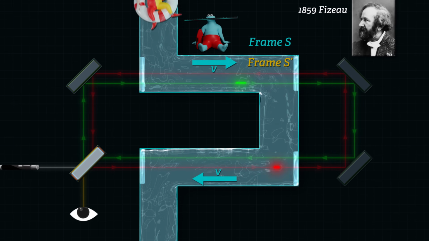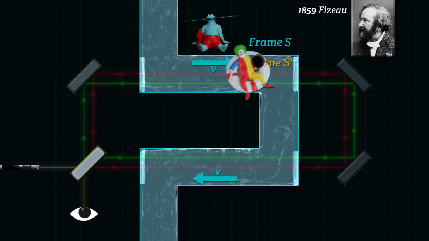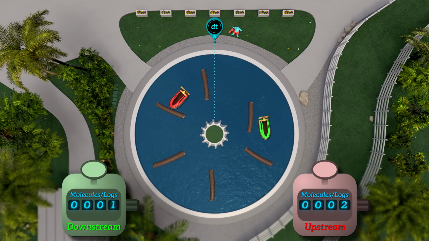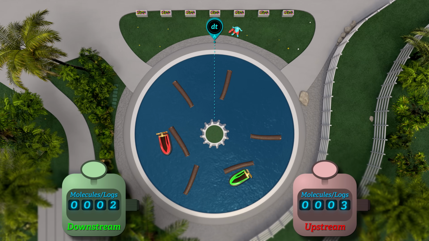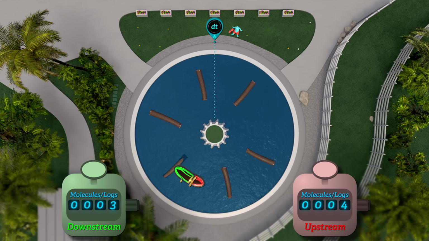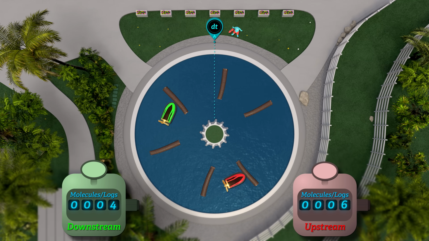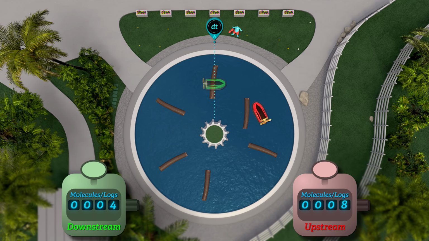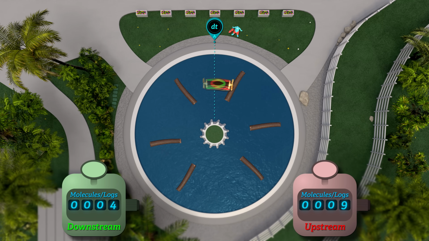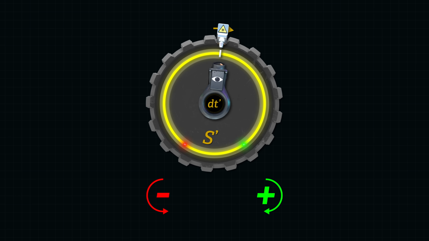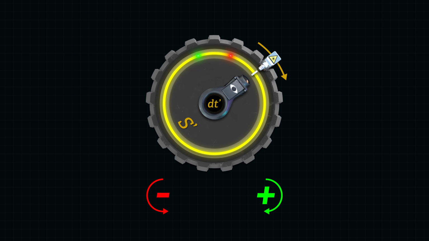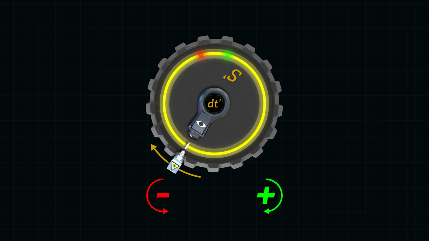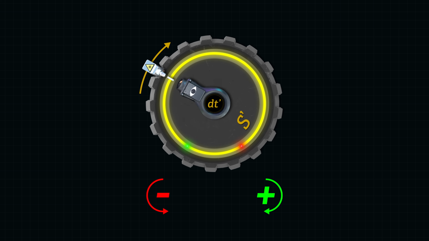It's important to appreciate that the Fizeau result is affected by refractive index because the light signal encounters more refractive molecules when traveling upstream a fixed distance dx in the laboratory frame, and fewer refractive molecules when traveling downstream a fixed distance dx in the laboratory frame. Whereas a light signal in a Sagnac experiment encounters the same number of refractive molecules when traveling the same moving frame distance dx prime in either direction.